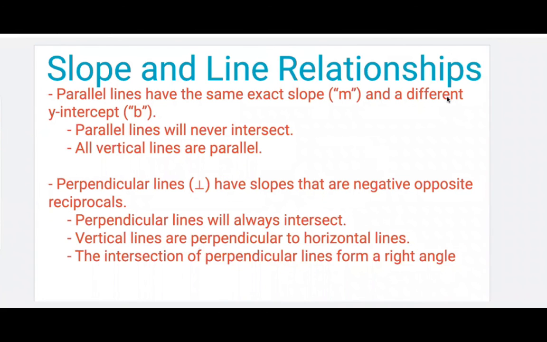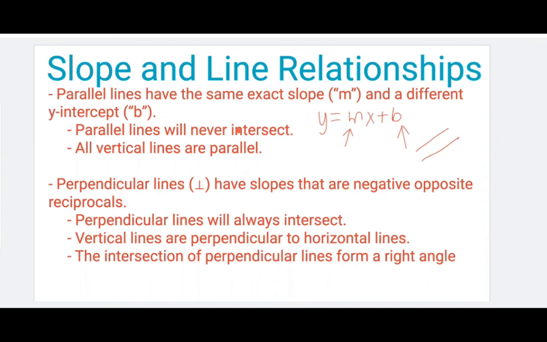Let's sum up the slope and line relationships that we learned today. In the case of parallel lines, they will always have the same exact slope, or m, and a different y-intercept b. For a linear equation in slope-intercept form, which we learned in lesson 2.3, y equals mx plus b, m will always be the same, and b will always be different. Parallel lines will never intersect, meaning they will never meet. They will always be their own individual lines.